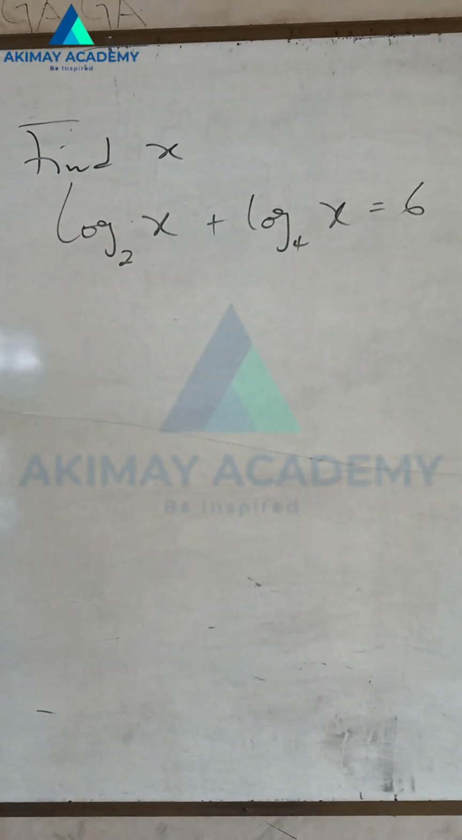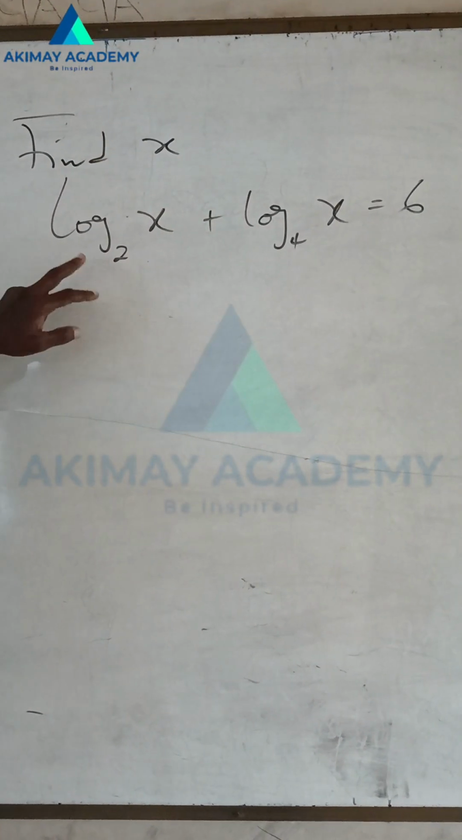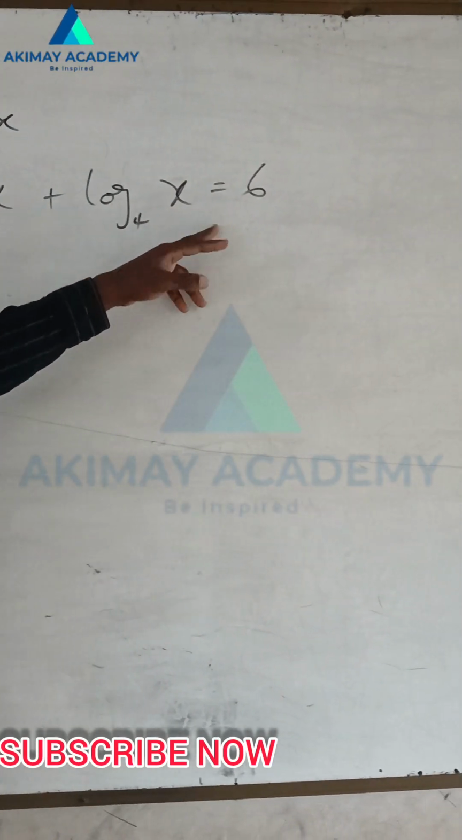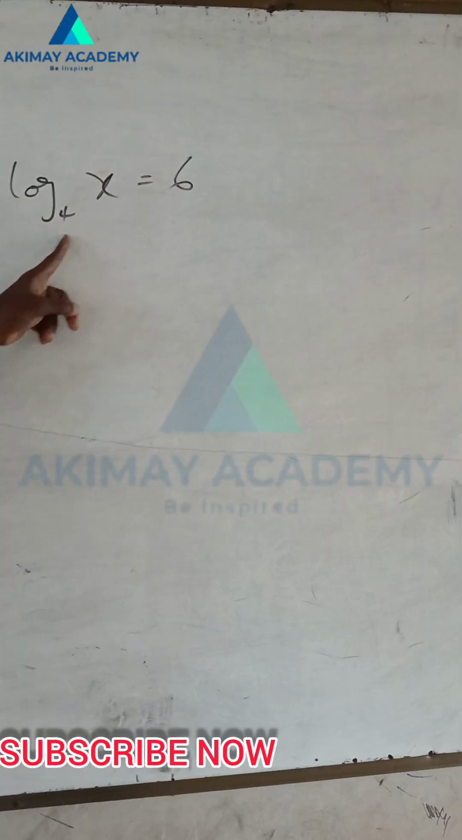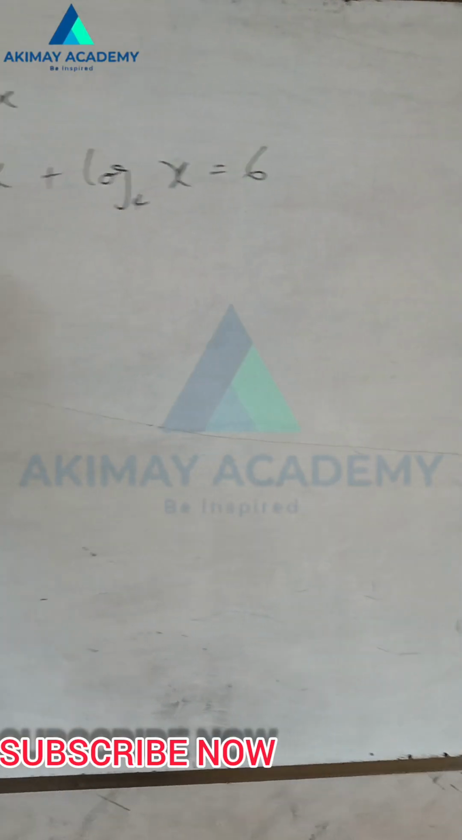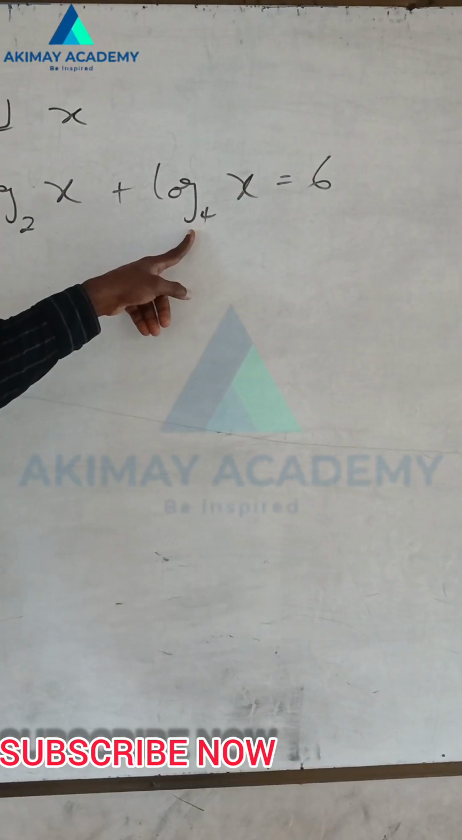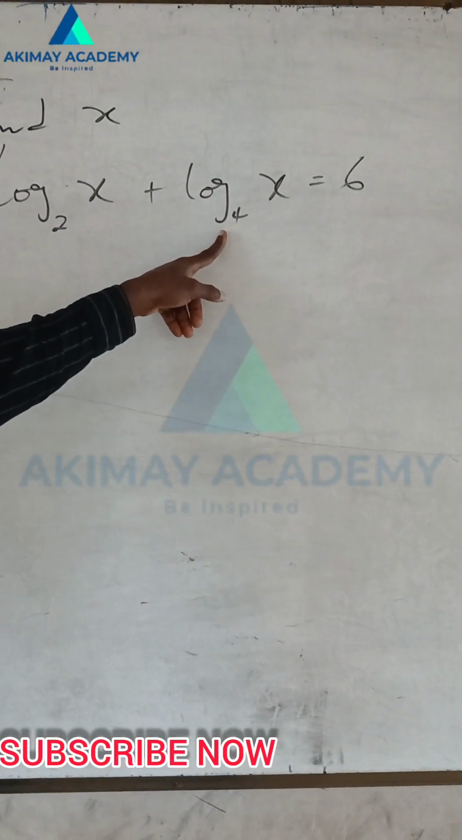particular question. They say find x. Log x to the base 2 plus log x to the base 4 equals 6. You can see there's a problem here. The base over here is 2, but the base over here is 4. And you can't solve it straight away like this.